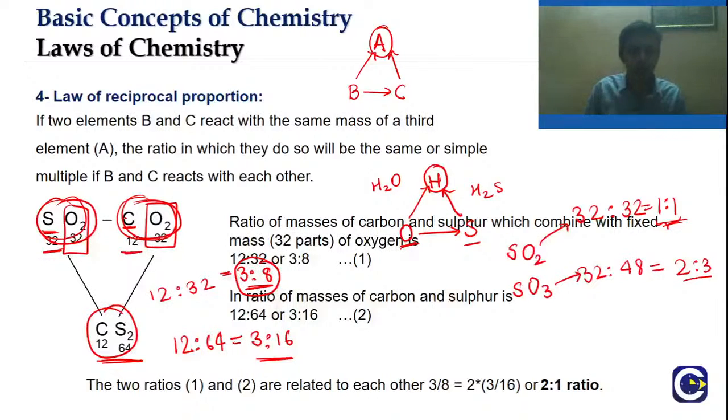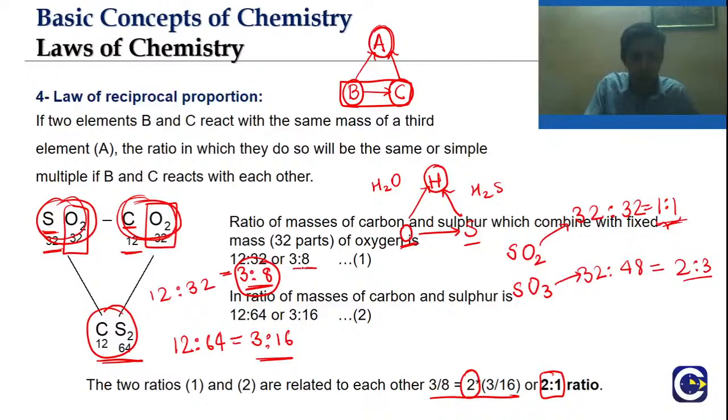So that's what law of reciprocal proportion means. The ratio obtained by the third combination, which is among B and C, will be a simple multiple of their masses when they are combining with a fixed mass of A. The two ratios 1 and 2 are related to each other by 3 by 8, 2 into 3 by 16. So it is a 2 is to 1 ratio. Basically, it is a multiple.